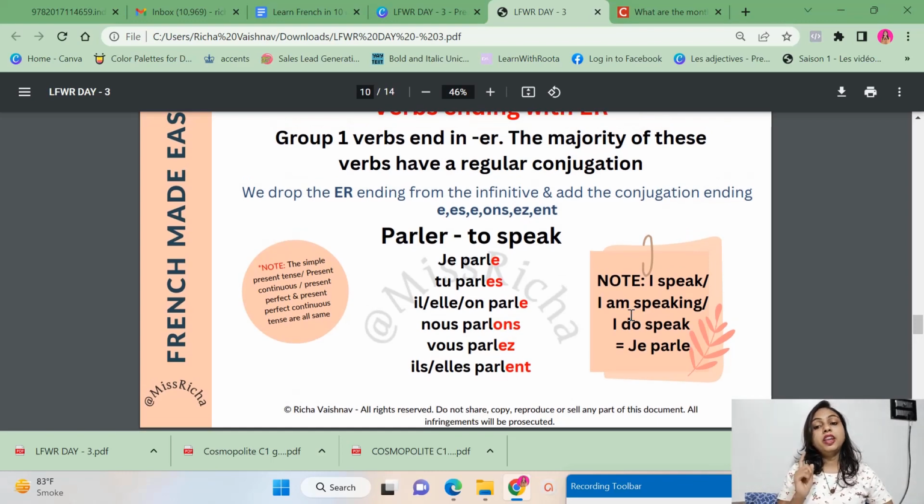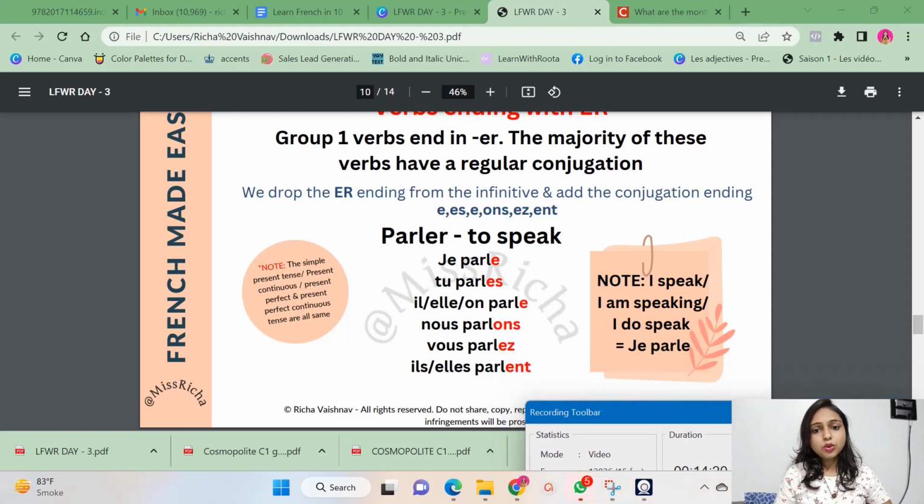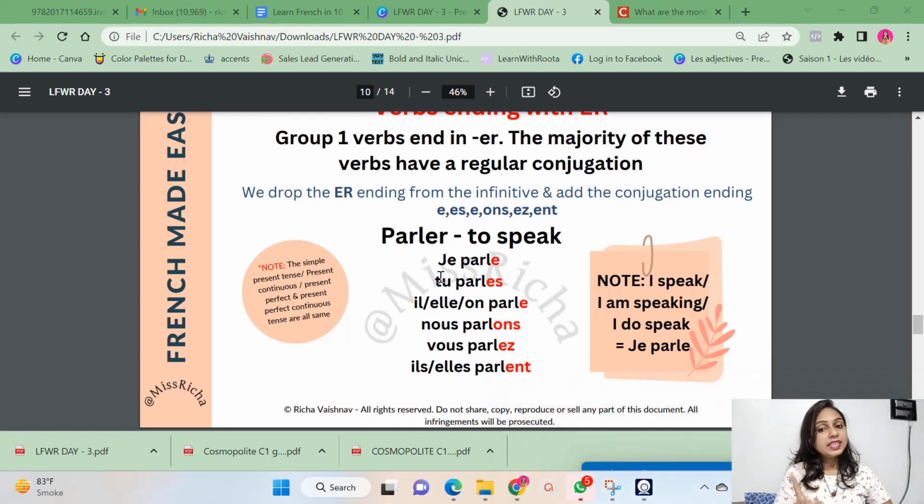Also note that in French, when I say je parle, it means I speak, I am speaking, I do speak. I do speak French. I am speaking in French right now. I speak French in general. So the translation of all this is the same, je parle. Like in English, we have those different forms. If you remember your English grammar well, you know the present perfect, present continuous, simple present, all of that.